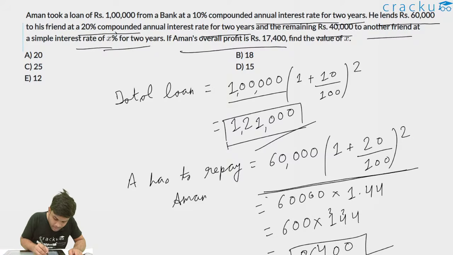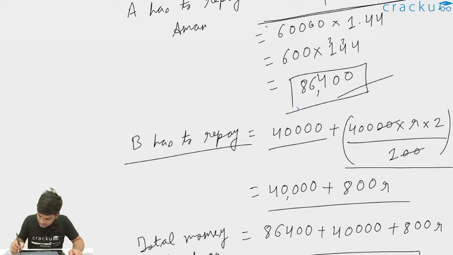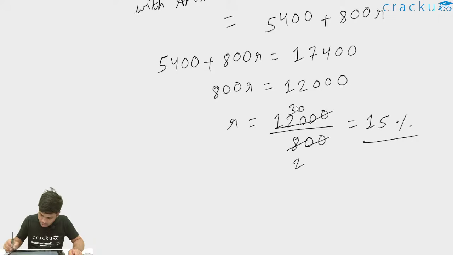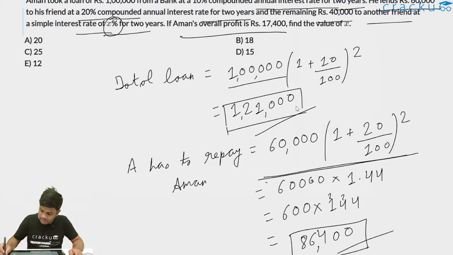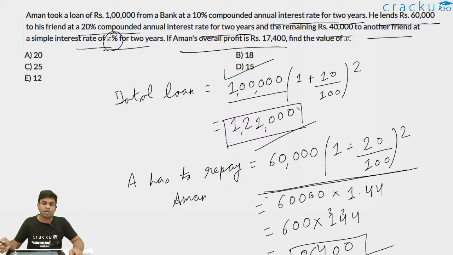So the percentage of simple interest, it was X. So instead of X, I have taken R everywhere. So R is 15%. So that means X is also 15%. Okay. So the answer is option number D, which is equal to 15%. So this is the end of the algebra in today's class. So let's move forward to geometry.